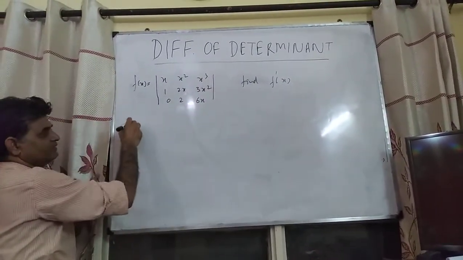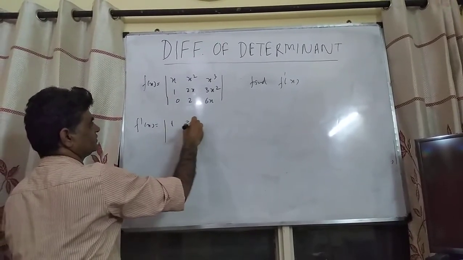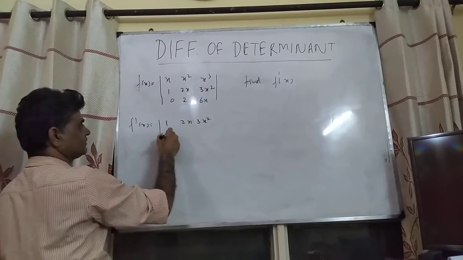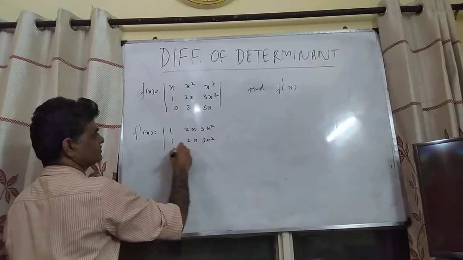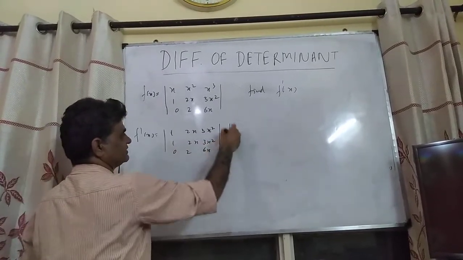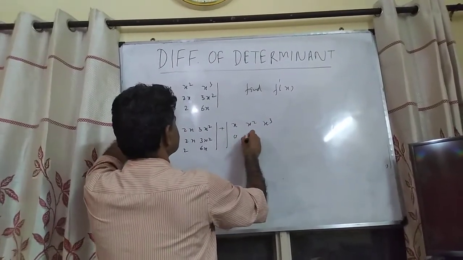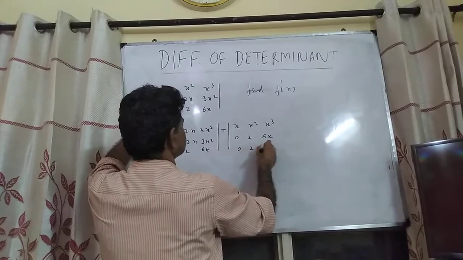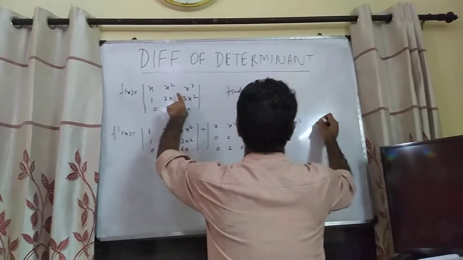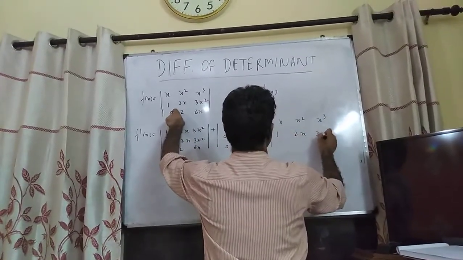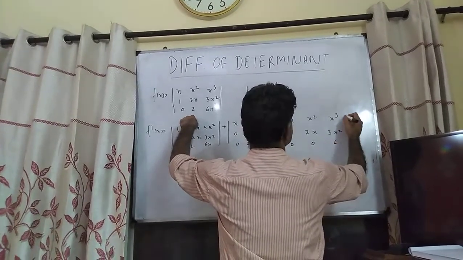So as per the formula, we are going to differentiate the first row first: 1, 2x, 3x square. It is 1, 2x, 3x square, 0, 2, 6x as it is. In the second case, we'll put x square, x cube as it is. This has to be differentiated and this will remain same. In the third case, first row will remain same, second row will remain same, and third row has to be differentiated. Okay, 6.